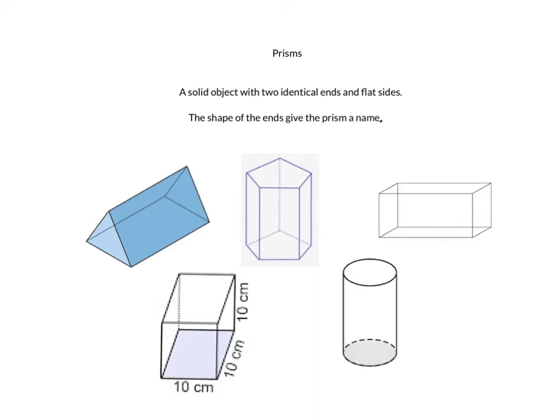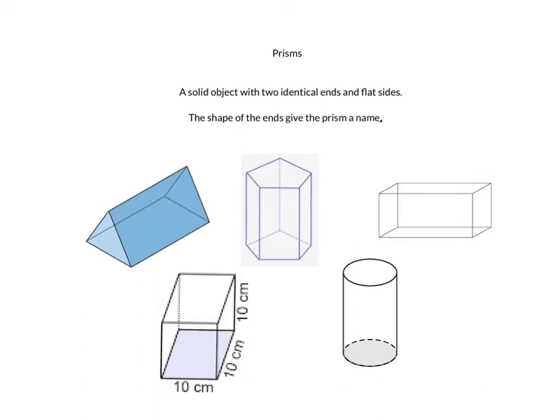And here is one last prism. The base of the prism is a circle and the top is a circle. We know this as a cylindrical prism, or by the more familiar name of a cylinder.